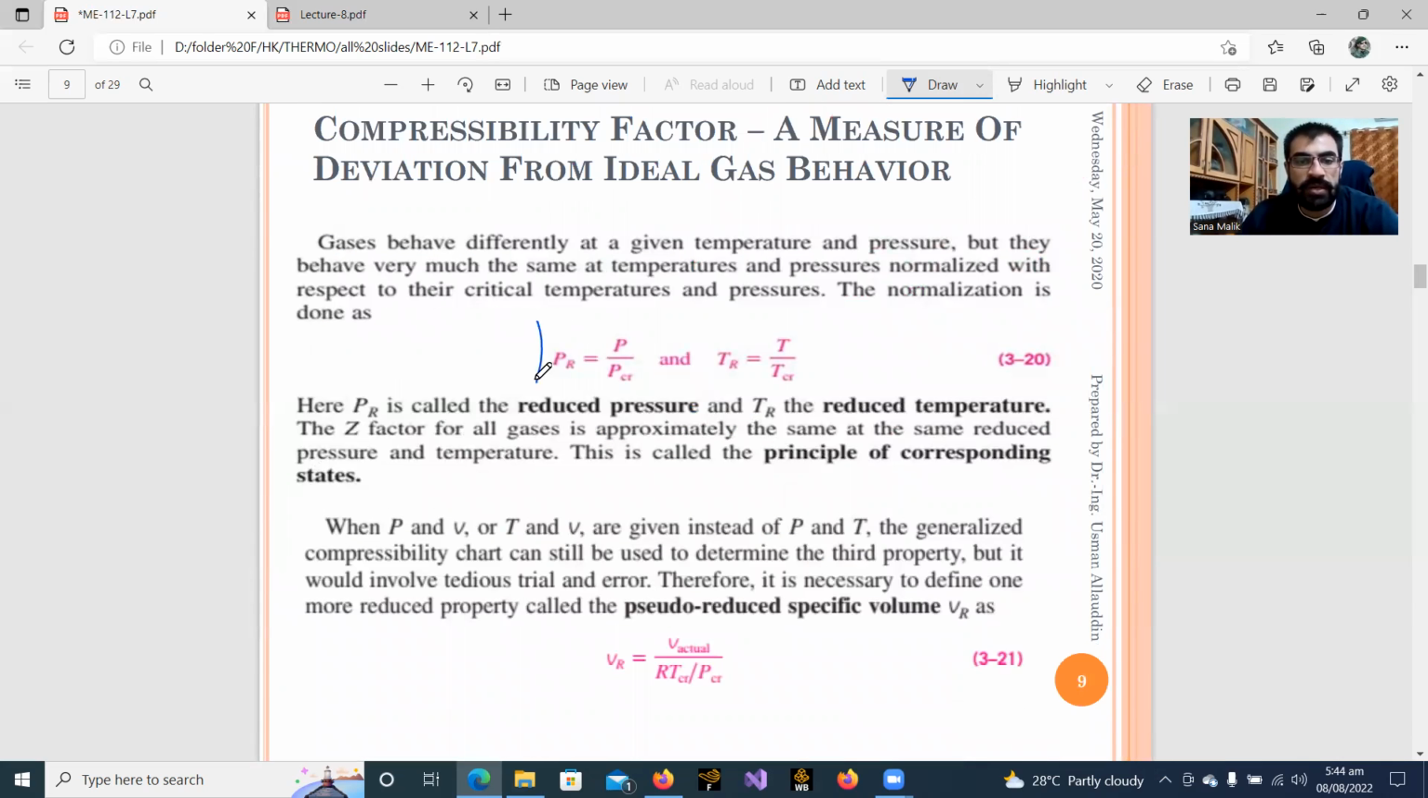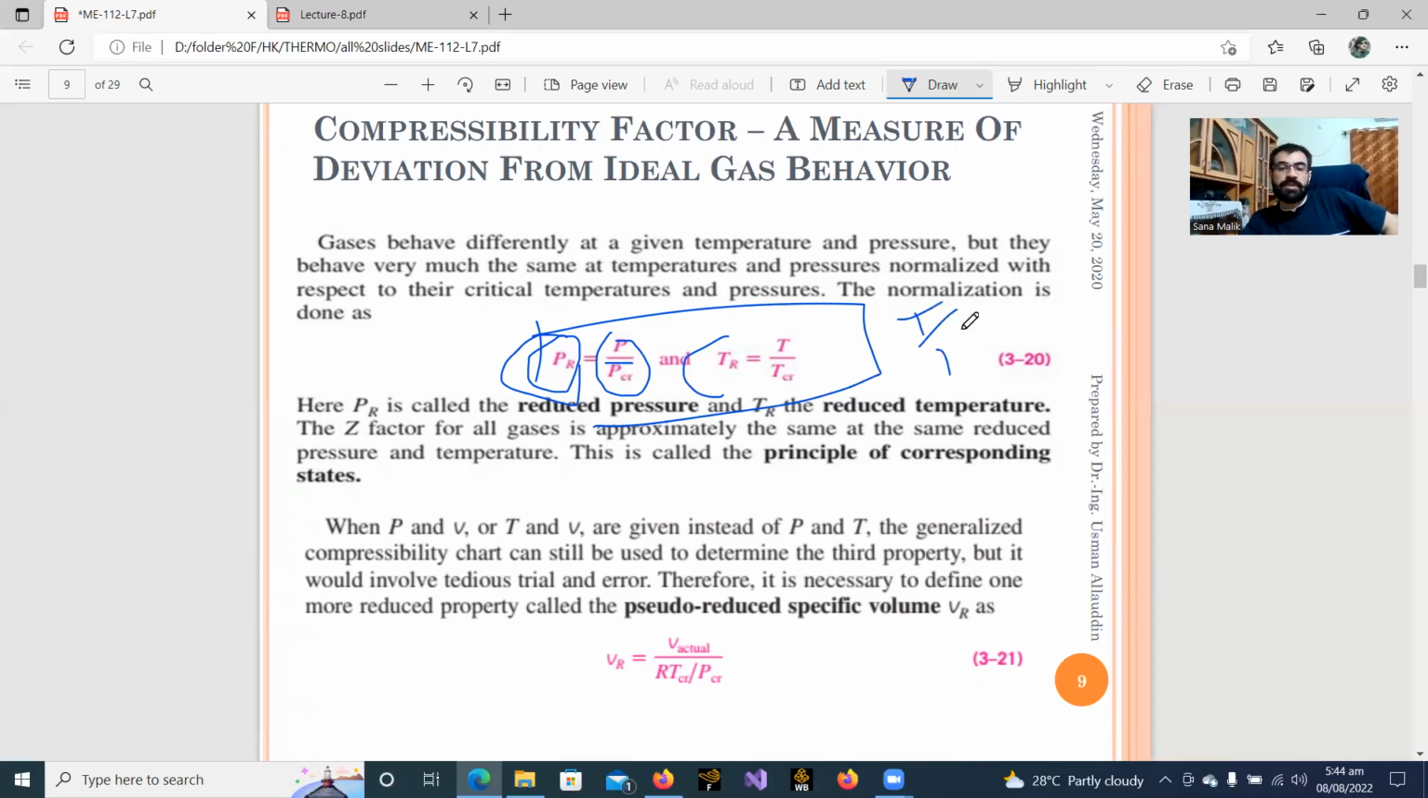So these are other terms: critical temperature and critical pressure. Gases behave differently at given temperature and pressure, but they behave very much the same at temperature and pressure normalized with respect to their critical temperature. So for normalizing purposes, we divide by the critical pressure and critical temperature, and the terms are called reduced pressure and reduced temperature. So basically, if temperature is divided by its critical temperature, it will become reduced temperature.